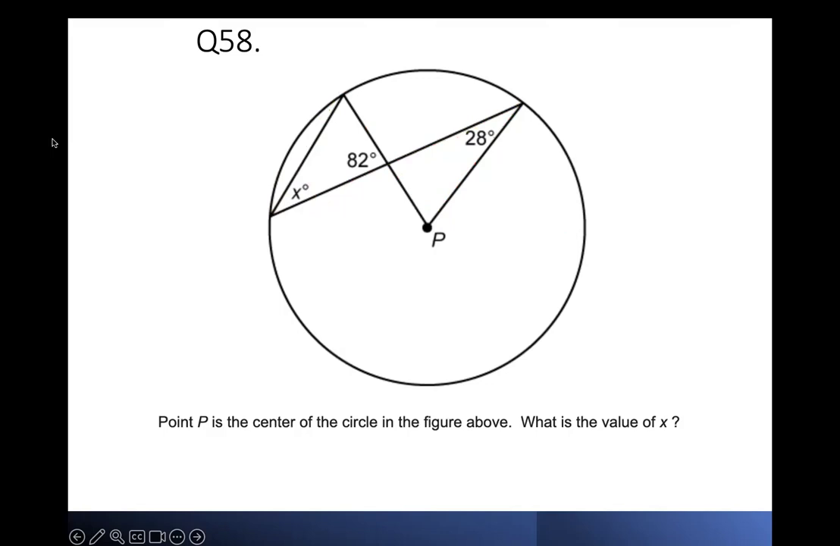So what is our central angle? This is a reflex angle. Therefore, this is 82. This is 28. When you add them, you get what? 110. You see? 180 minus that, this will give you what? What do you think? 70. 70 degrees as the central angle. Half of it will give you here. Therefore, this is 35 degrees. That's all.